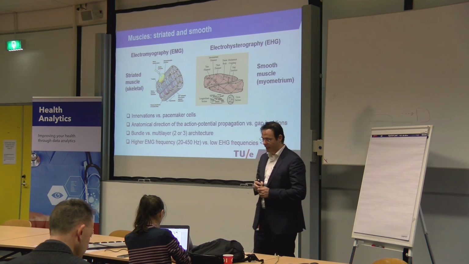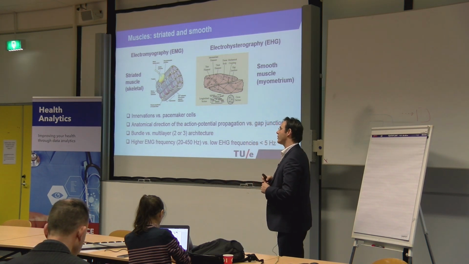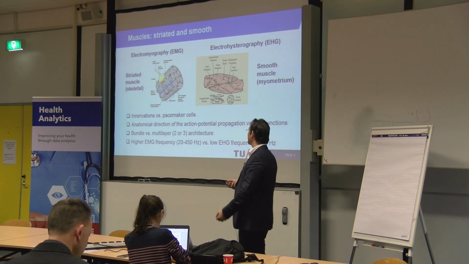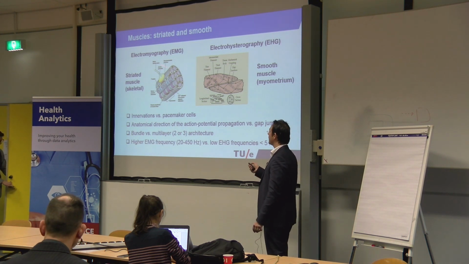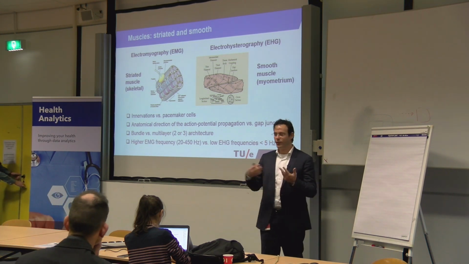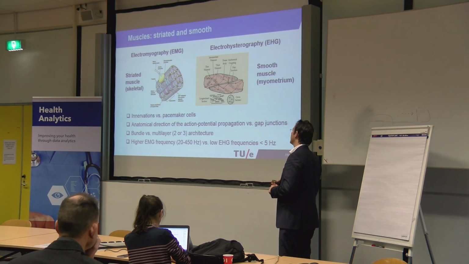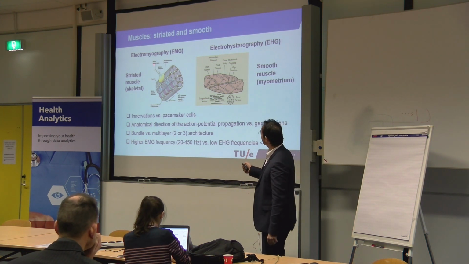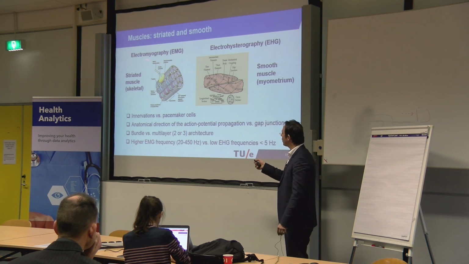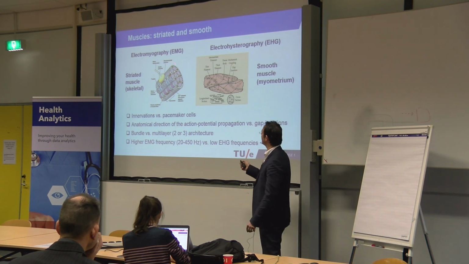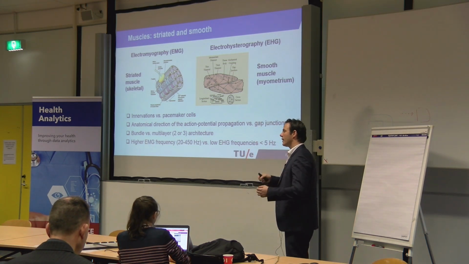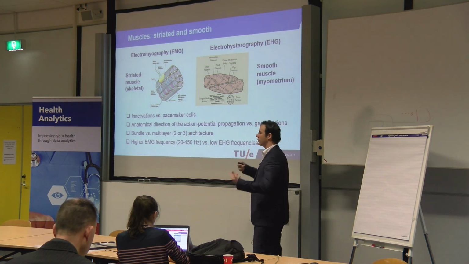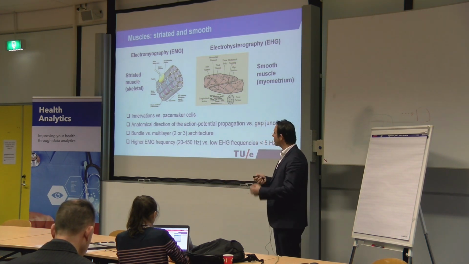These two categories have some major distinctions, and if we want to monitor them, of course we have to know a bit about the physiology. First of all, striated muscles, which are mainly our skeletal muscles that relate to our movement and posture, are controlled and guided by innervation. There is a neuromuscular junction that lets the action potential propagate through the muscle and therefore elicit the contraction of muscles.